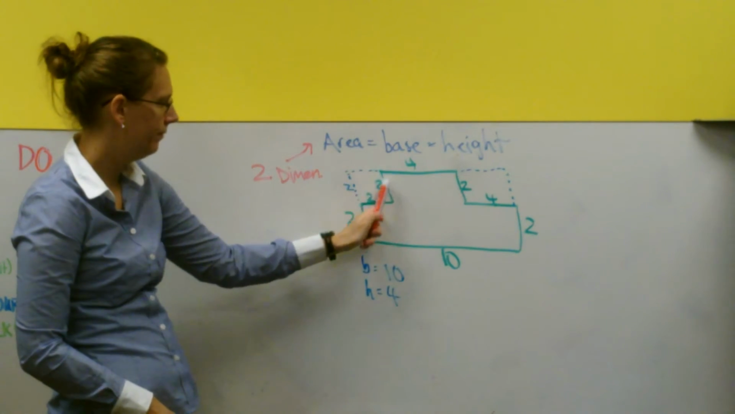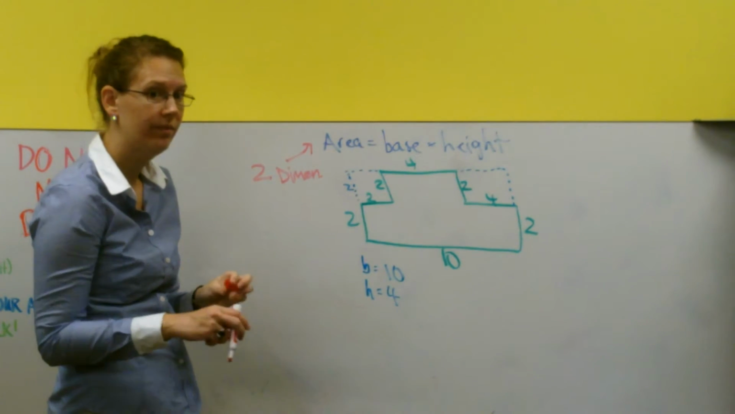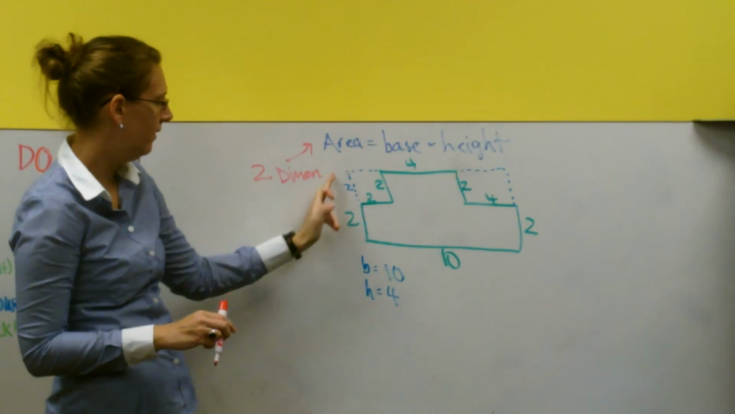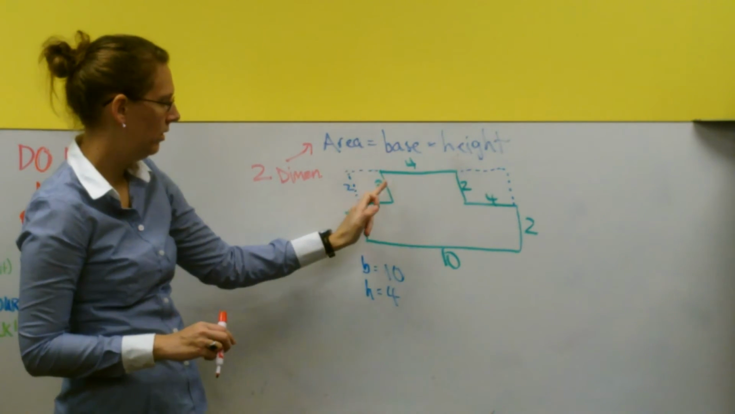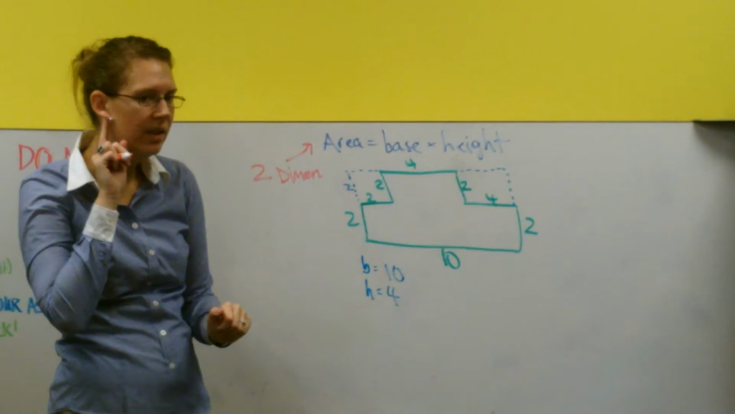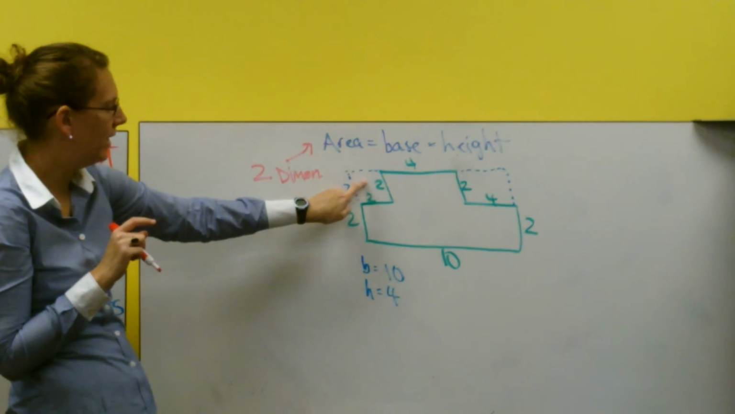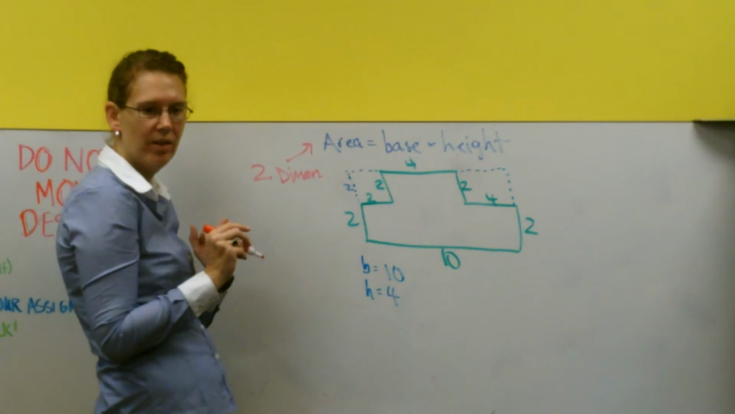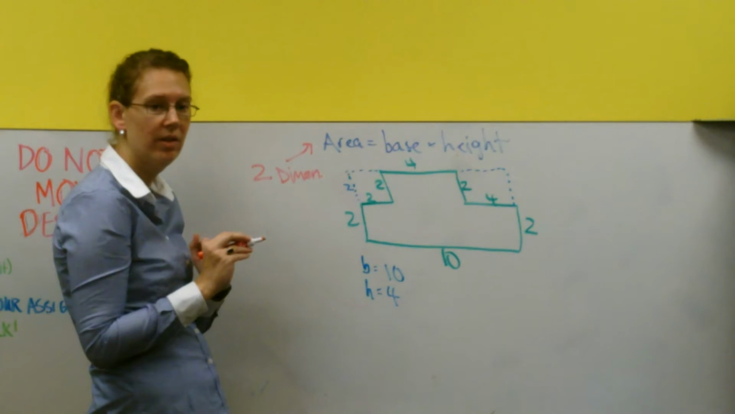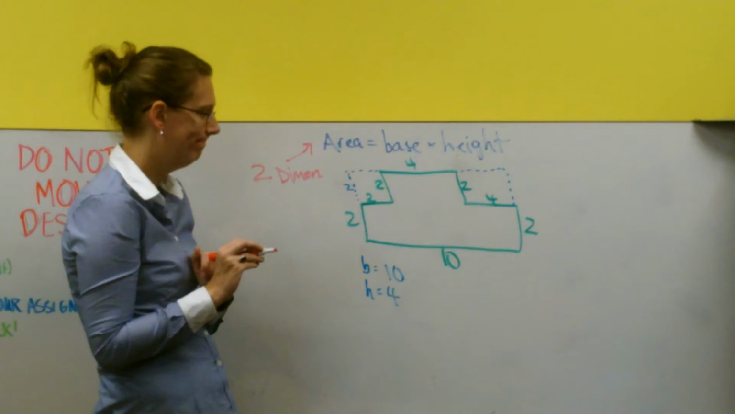What's my area of this little rectangle? Look at it. Base times height. Find the area of my rectangle. What are its dimensions? You want the area? 4.